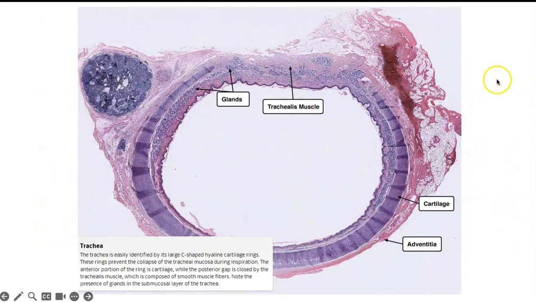So from this diagram, you can see the trachea has a C-shape, C-shaped hyaline cartilage. And why is it hyaline cartilage? We know later on, it is to prevent the collapse of the trachea during inspiration. And also to have the glands in the submucosa, and it has also adventitia right here. And we have tracheal muscle, which differs according to species.